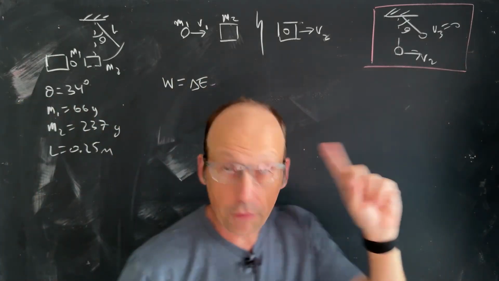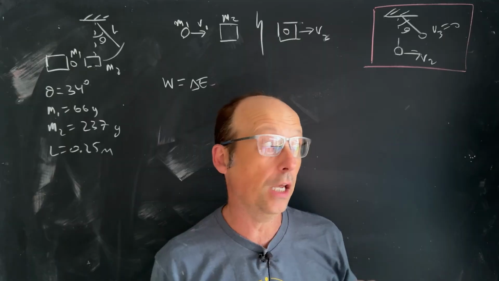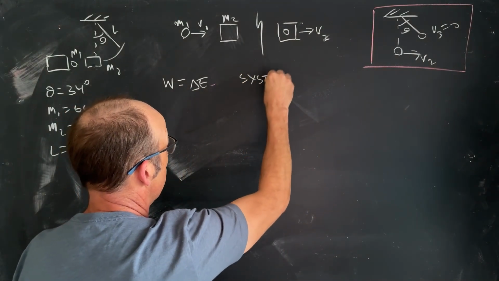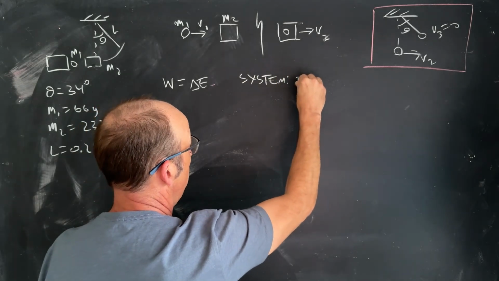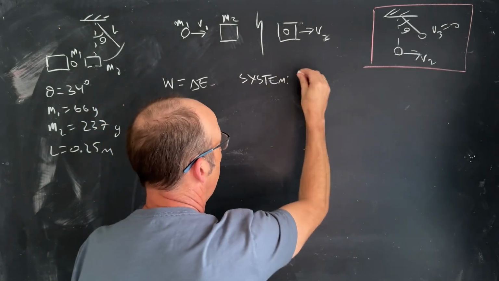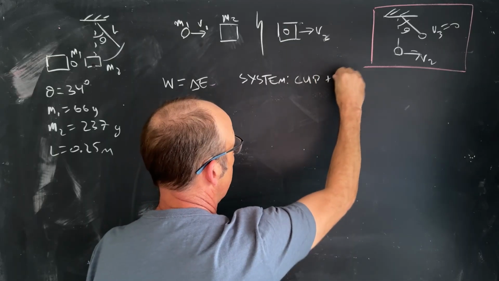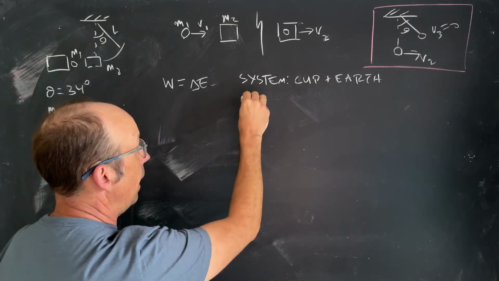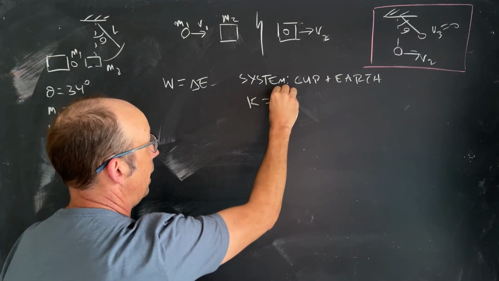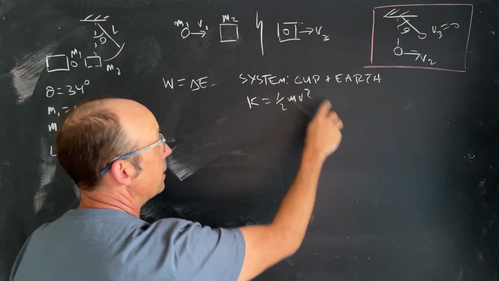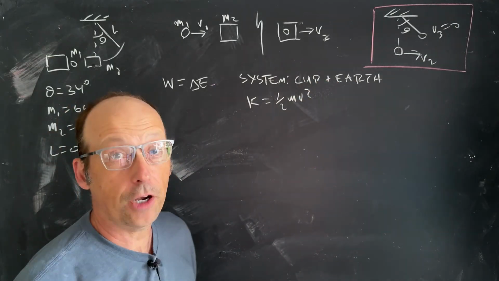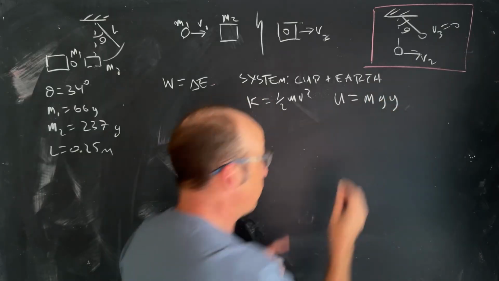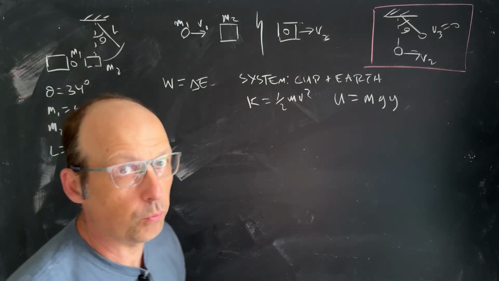Now, if you say work is the change in energy, you have to say, what is my system? I'm going to pick a system of the ball and cup plus the earth. Since I have the cup with the ball, I can have kinetic energy, 1/2 mv squared. And since I have the cup plus the earth, I can have gravitational potential energy. U is mgy. As soon as I write that, I have to say, where is y equal to 0?